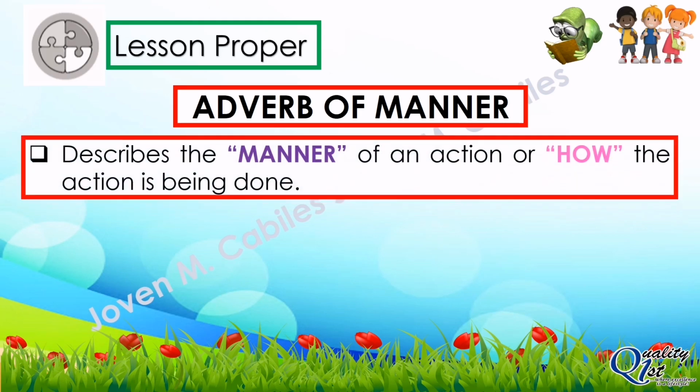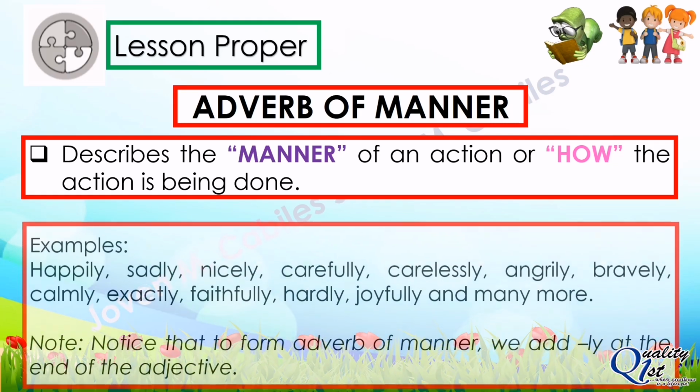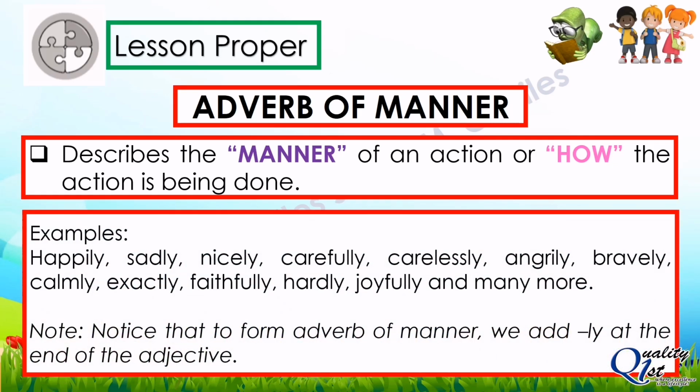When we say adverb of manner, it describes the manner of an action or how the action is being done. Again, adverb of manner describes the manner of an action or how the action is being done. Now, examples are happily, sadly, nicely, carefully, carelessly, angrily, bravely, calmly, exactly, faithfully, hardly, joyfully, and many more. Now, notice, kids, that to form adverb of manner, we add ly at the end of the adjective. Okay?